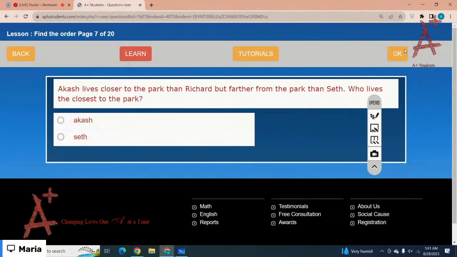Akash lives closer to the park than Richard, but farther from the park than Seth. Who lives the closest to the park? Who lives closest to the park? Which is the correct option? Seth is the correct option. Seth lives closest to the park.